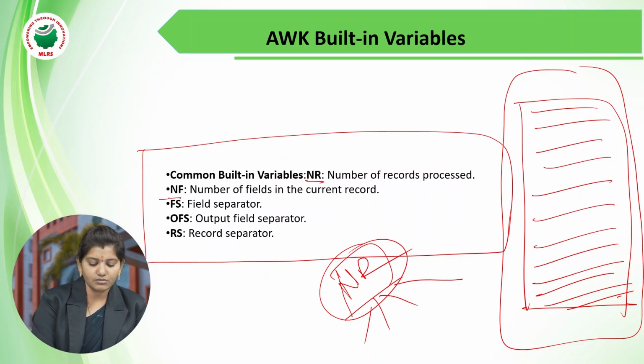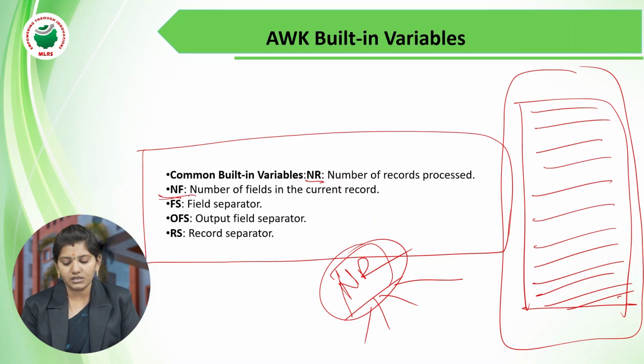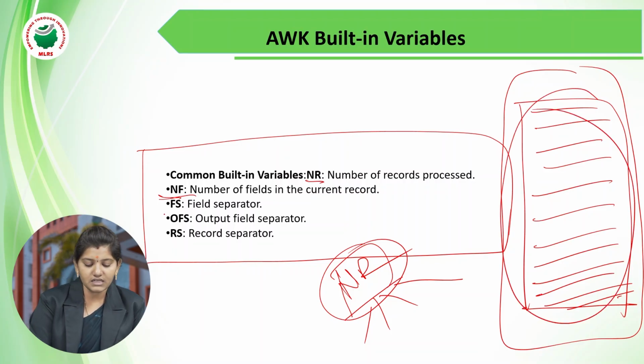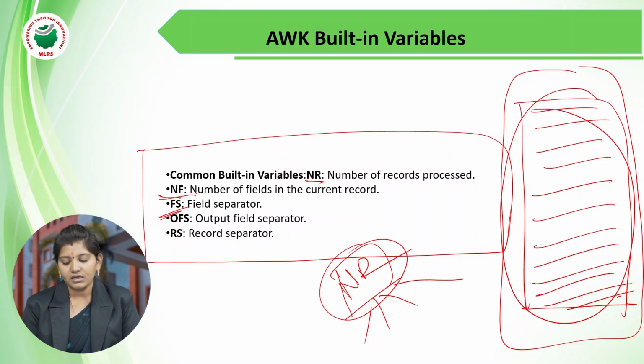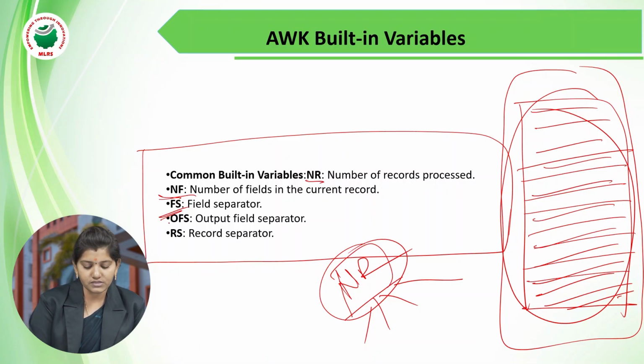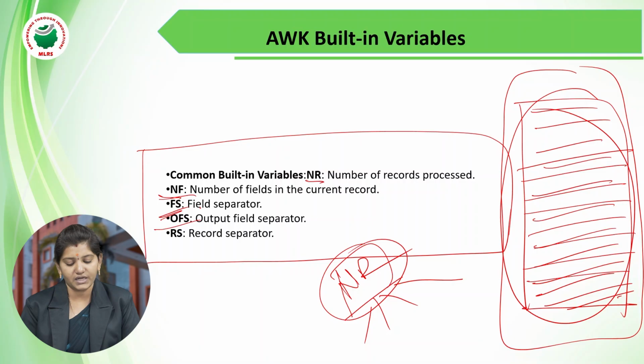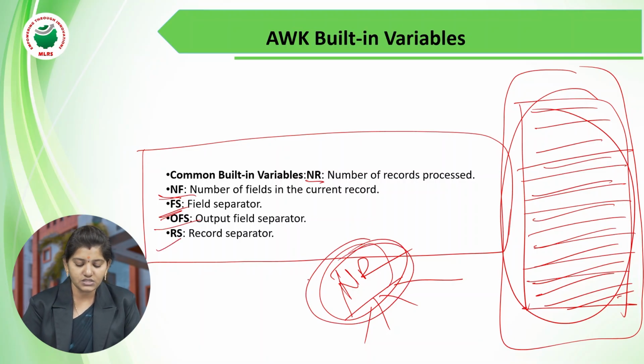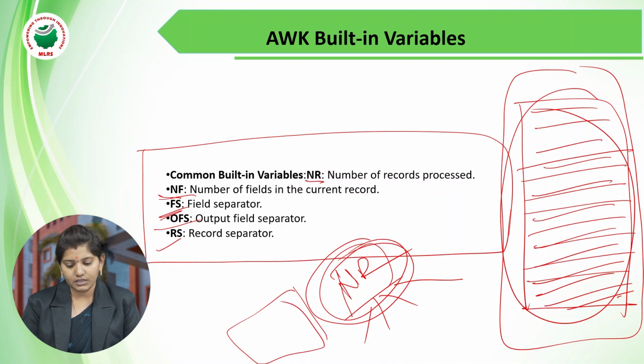Next, NF is the number of fields in the current record. That means in a file, how many fields are in a line. Next, FS is the field separator. Whatever lines we are writing, we need to separate them with a comma or something else. Next, OFS is the output field separator, and RS is the record separator. That means the records are separated by some other character. So these are the built-in variables that we are going to use in AWK.